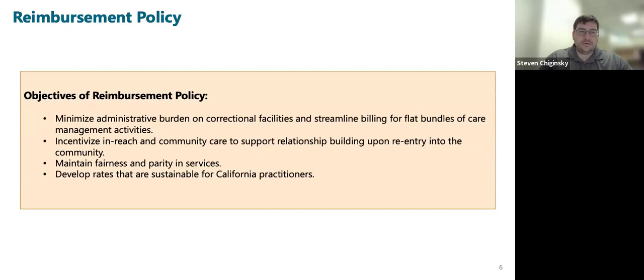DHCS's objectives when creating the reimbursement policy are the following. 1, we sought to minimize administrative burden on correctional facilities and streamline billing for fixed bundled rates of care management services. 2, incentivize in-reach and community care participation in support of building upon members' reentry into the community. 3, to maintain fairness and parity in the services. And 4, to develop rates that are sustainable for California practitioners.